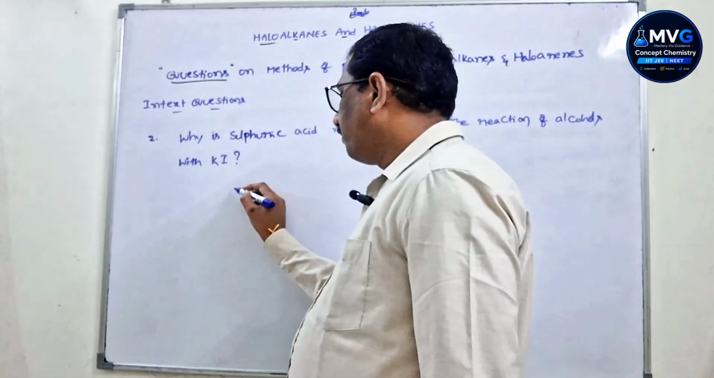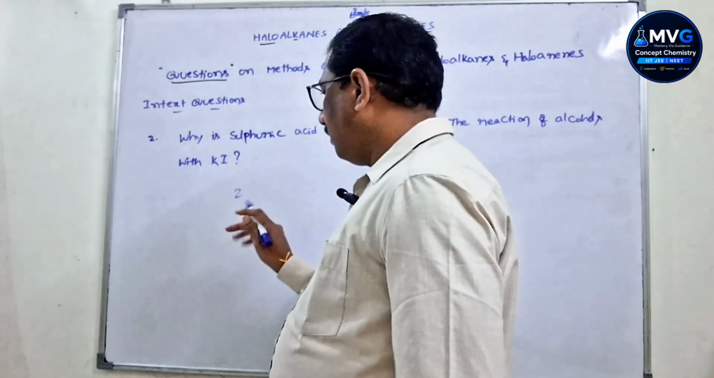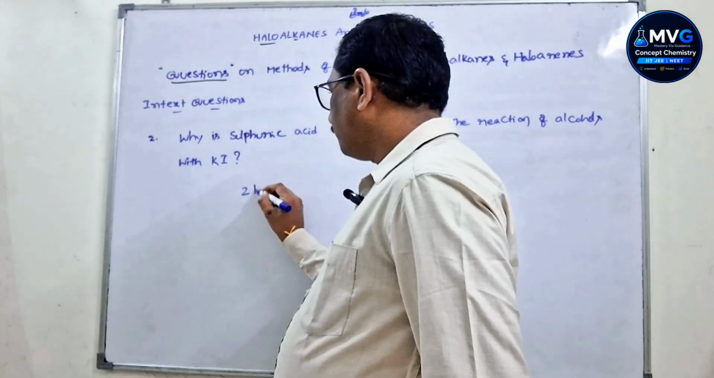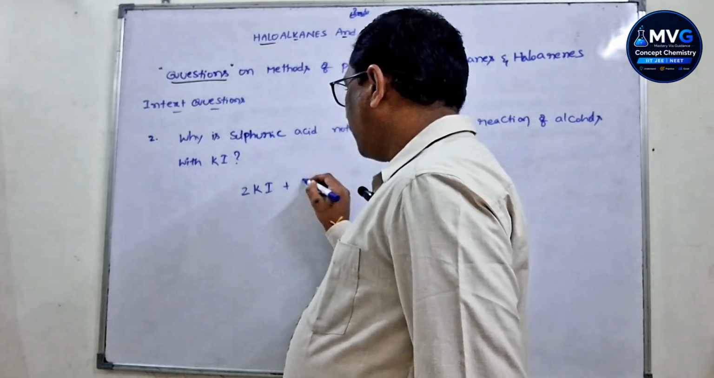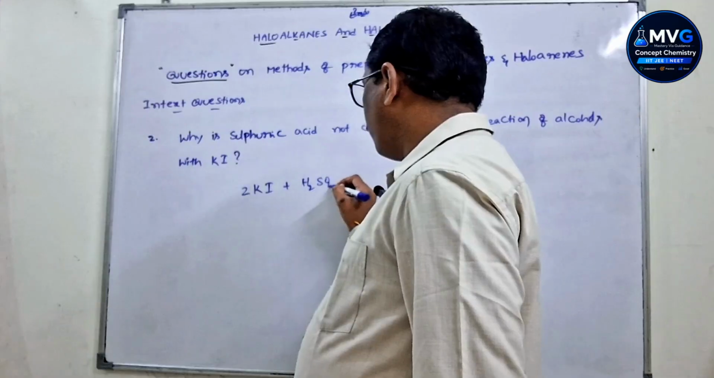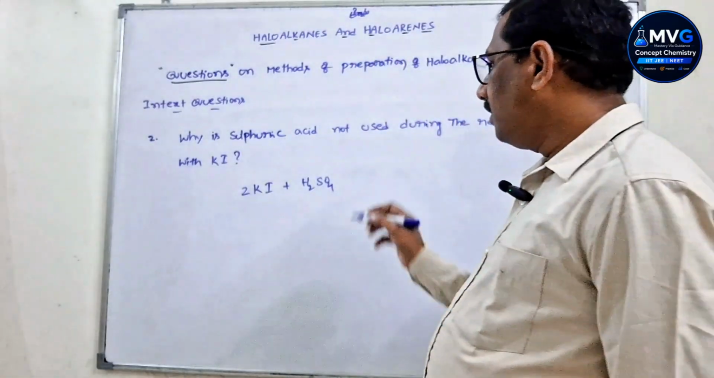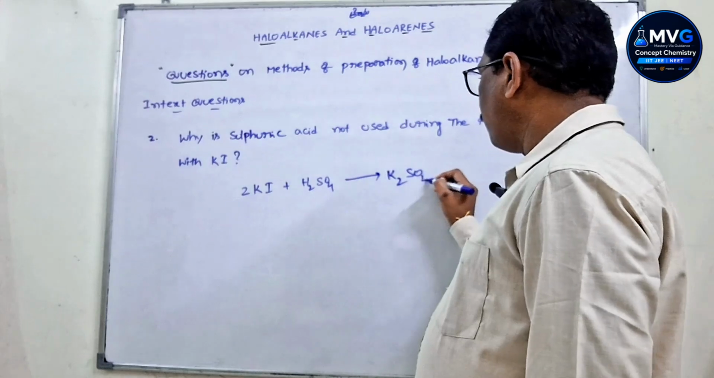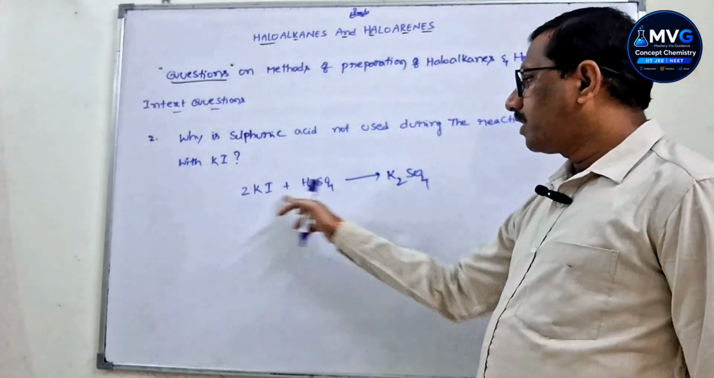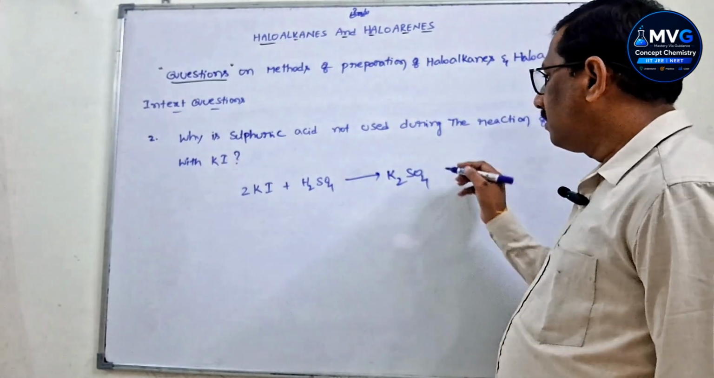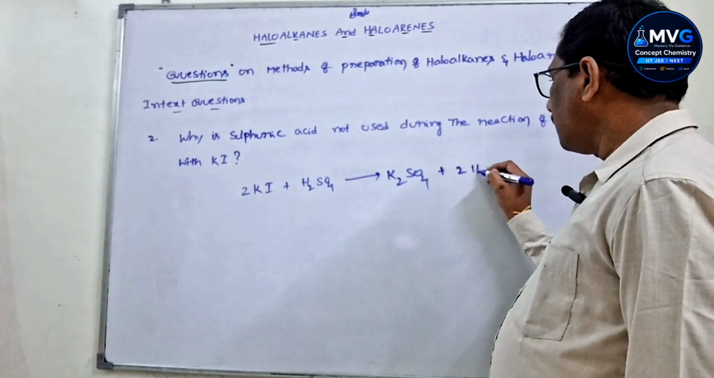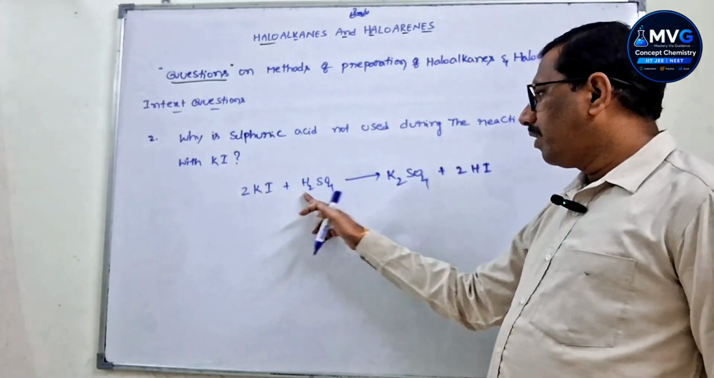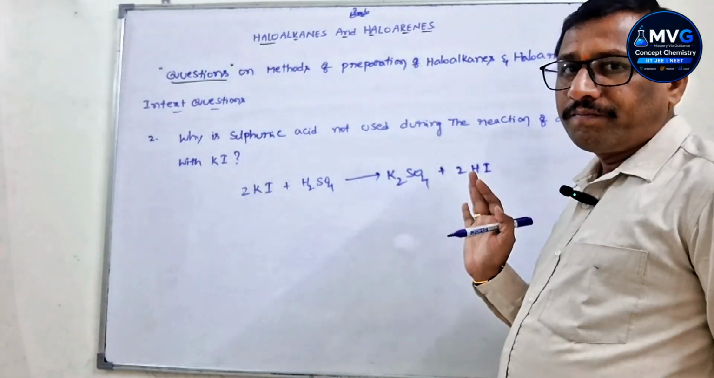Now here, students, 2 moles of KI, when it reacts with H2SO4, it gives K2SO4. 2 potassiums are replacing hydrogens, plus 2 HI product we are getting, students. 2 potassium replaced 2 hydrogens.